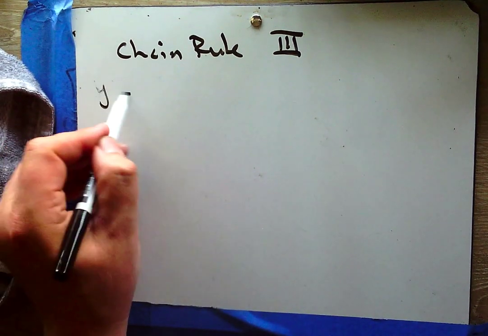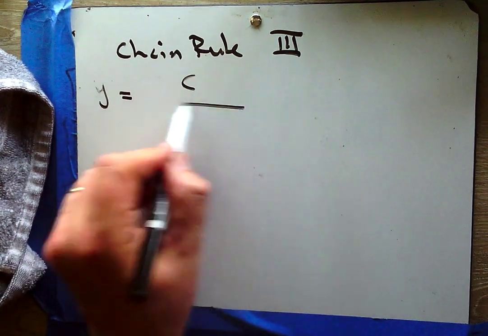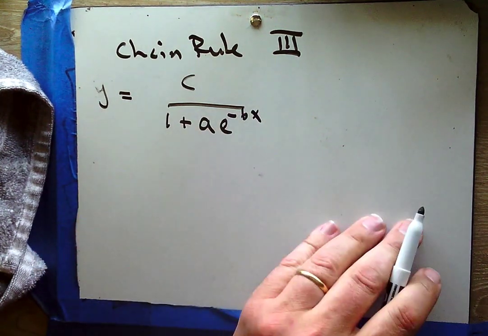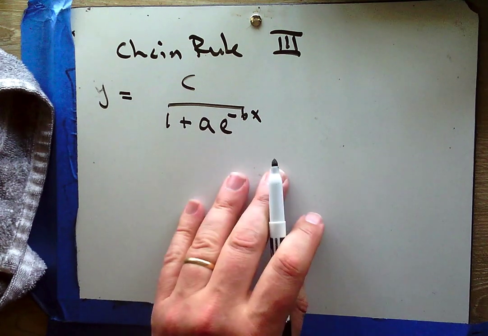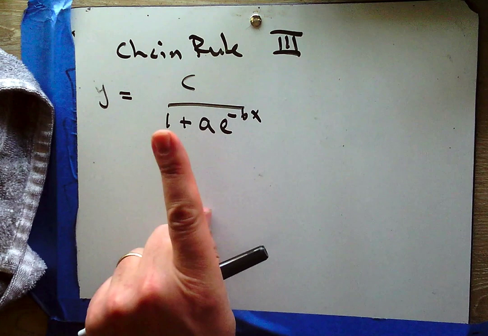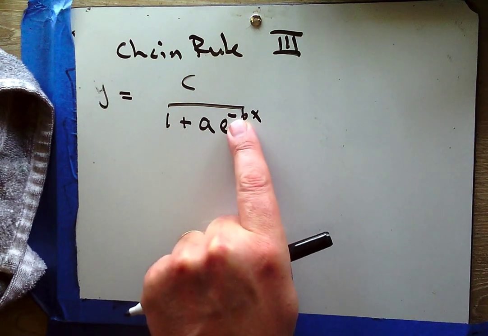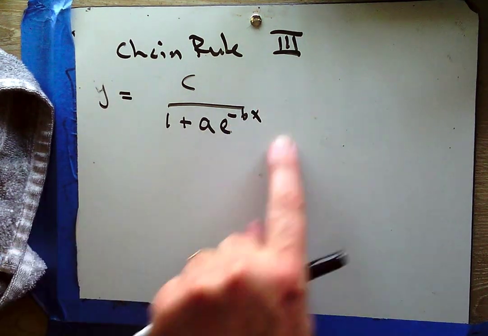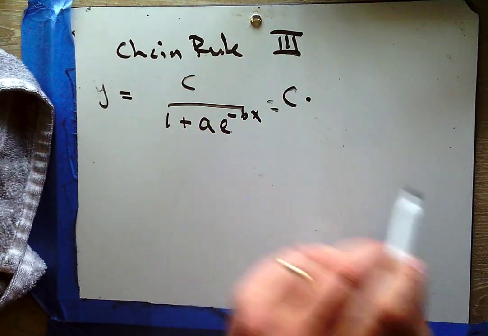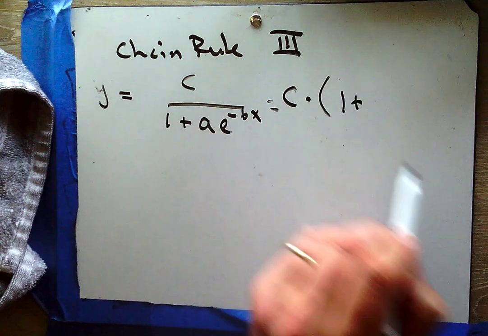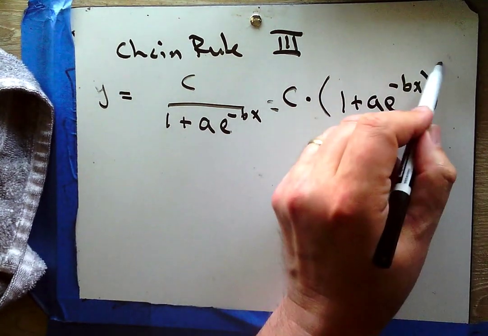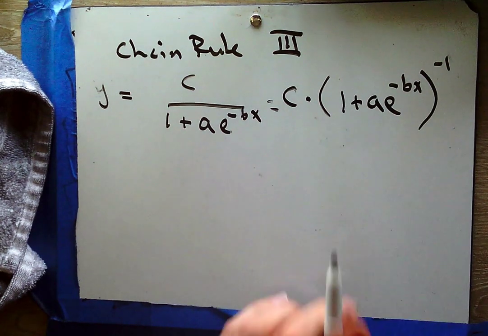y equals c over 1 plus a e to the minus bx. It's our dear friend, the logistic function. Okay, I'm going to flip this up. Please note that is not going to change because I'm taking all of this and flipping it up. So I'm going to have c, a constant, times 1 plus a e to the minus bx raised to the negative 1.